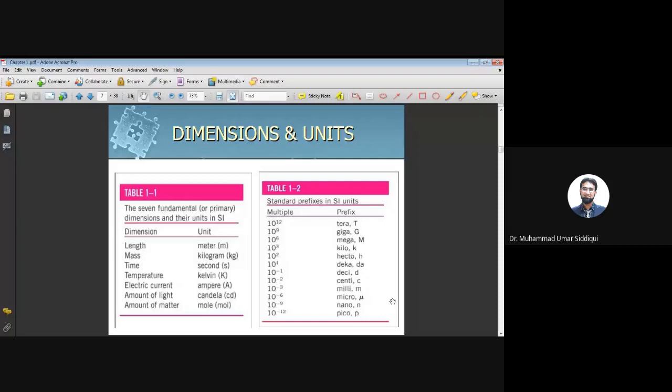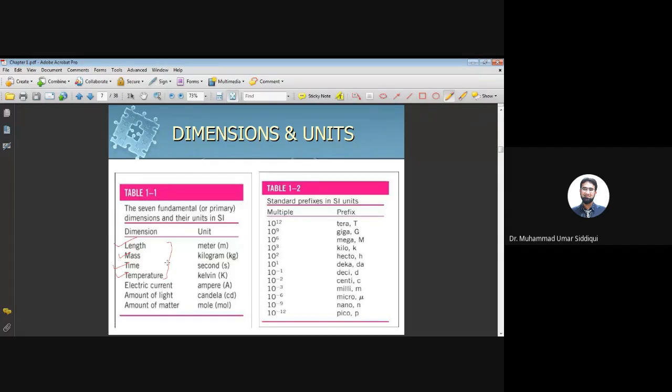Anyways, let's discuss dimensions and units. There are basically seven fundamental or primary dimensions. Length, mass, time, temperature. These four are more useful for us. Electric current, amount of light, amount of matter, these are not of much concern right now. The primary unit for length is meter, for mass it's kg, for time it's seconds, and temperature is Kelvin.